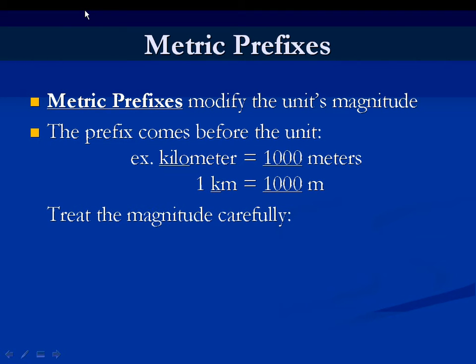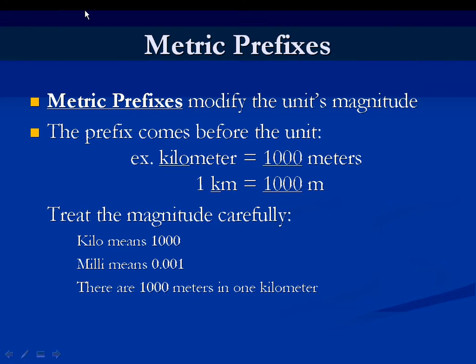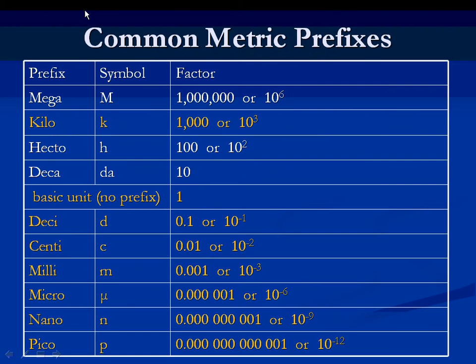It's actually not true. You got to treat this a little carefully because a kilo means 1,000, but a milli doesn't mean 1,000. It means 1,000th. So again, be careful with this stuff. That means there are 1,000 meters in 1 kilometer, but there are 1,000 millimeters in 1 meter. You have to know this table. That's what the dot means.